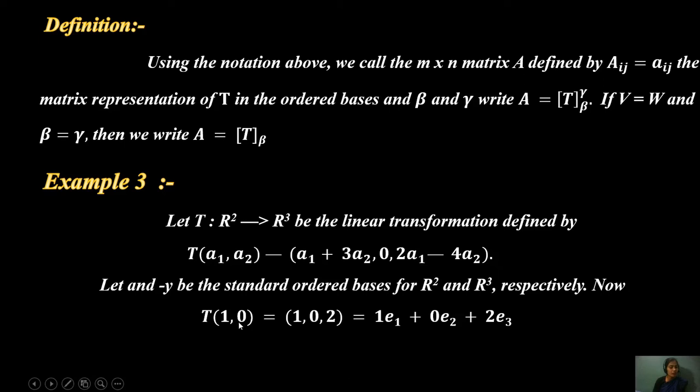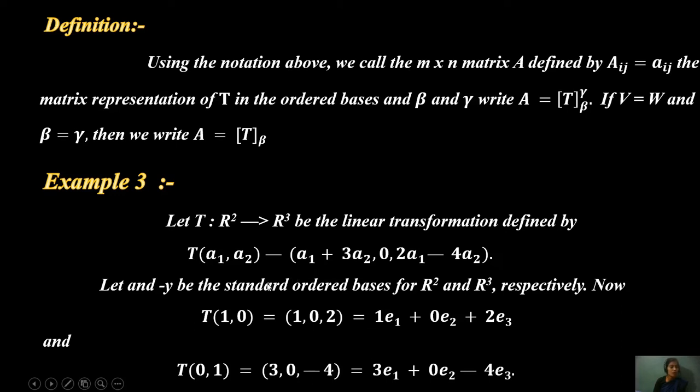Now T(1, 0) = (1, 0, 2), which is generated in terms of the basis e1, e2 and e3, that is 1e1 + 0e2 + 2e3. Then T(0, 1) = (3, 0, −4) will be generated.